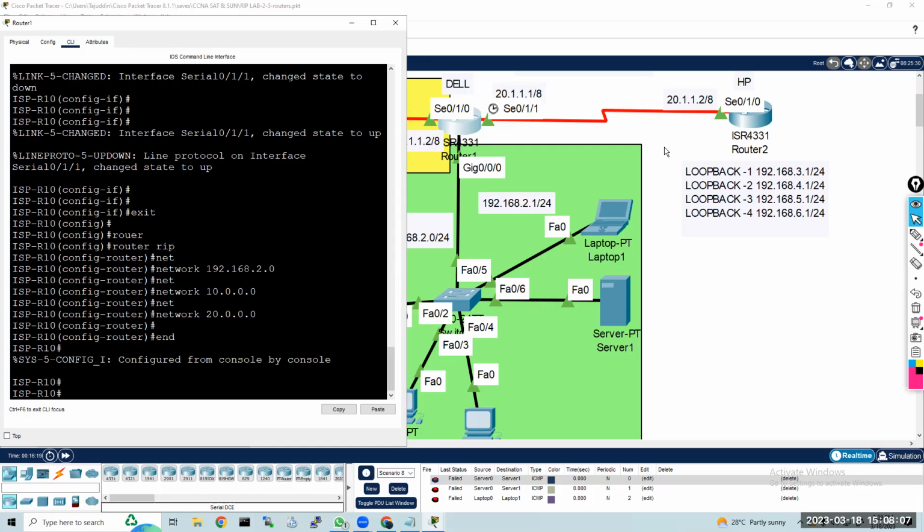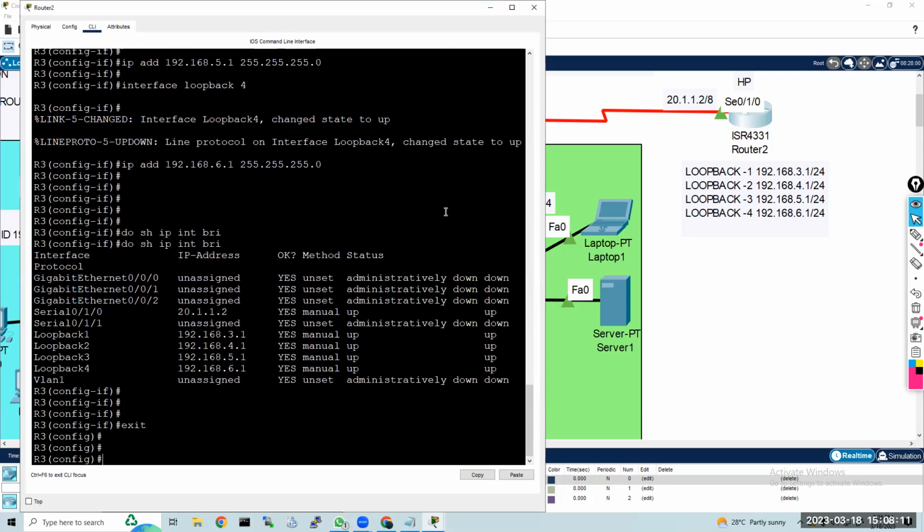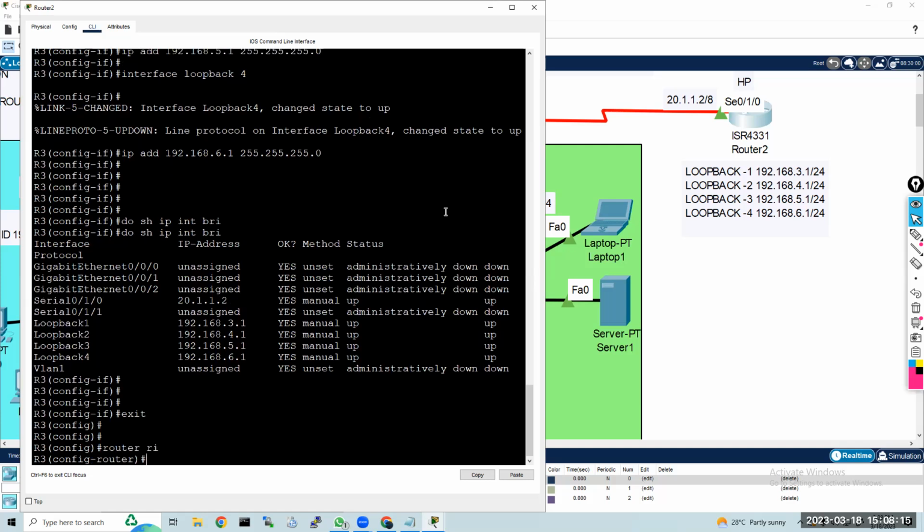Now router 3. So for router 3, how many should I authorize? Router RIP. I don't see what you are typing. You don't see? Okay.